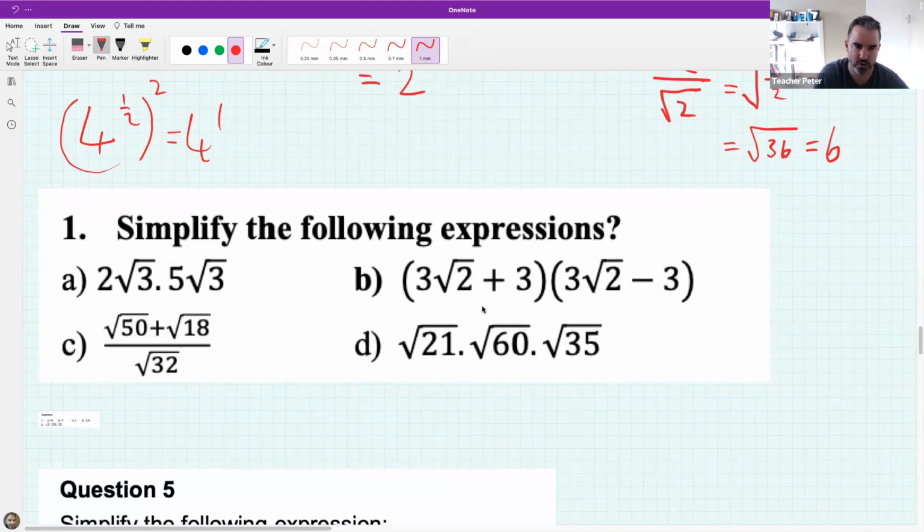I want you to do A. So please simplify A. And I also want you to simplify C and D.